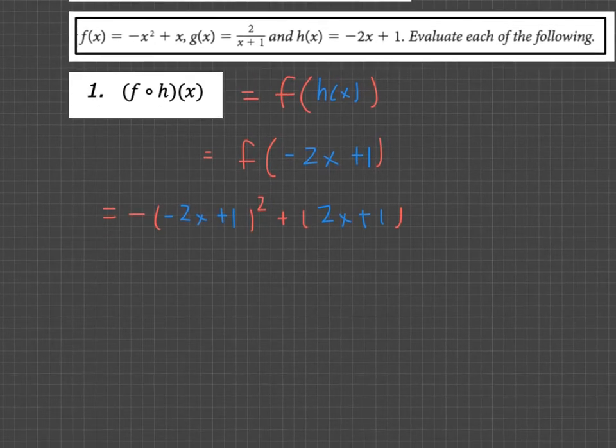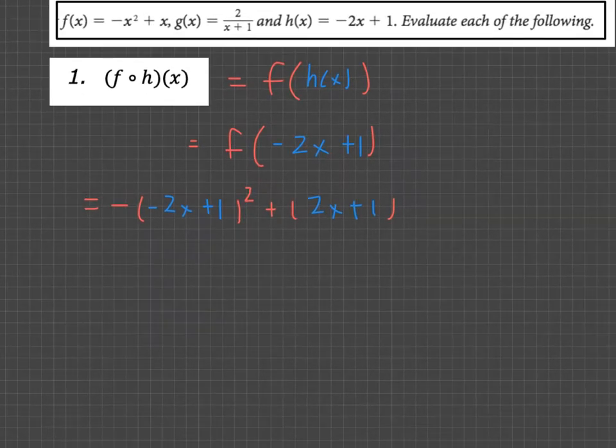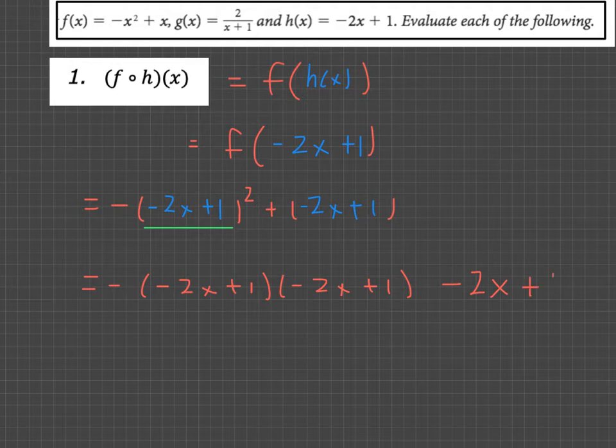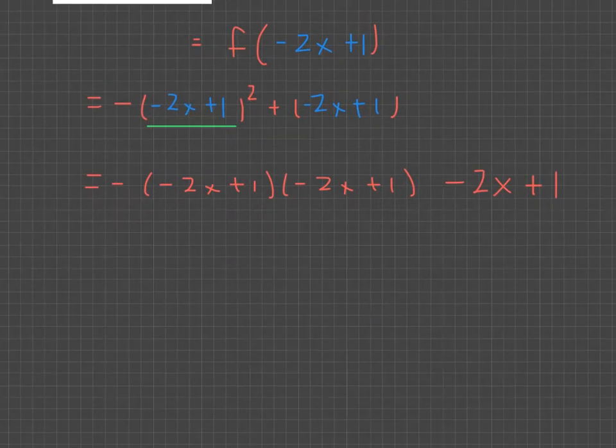Now, that is the composite part. We have plugged in what h is into x in that function f. Now we need to simplify this. So notice that we have a quantity squared. So that means, all right, this negative's out in front, but then it's negative 2x plus 1 times itself. So that will need to be FOILed. And then I'm realizing I left off a negative here. And then we have plus that quantity. Well, that's in parentheses, but we can just take the parentheses off. So we get minus 2x plus 1. Now we got to do the FOIL.